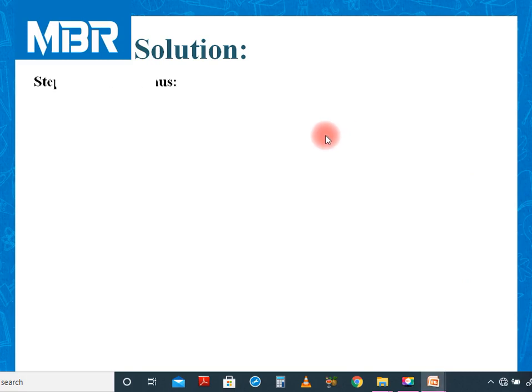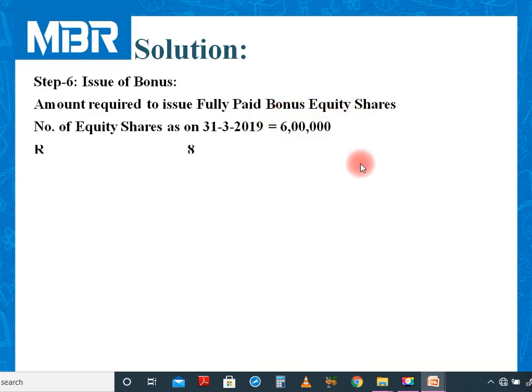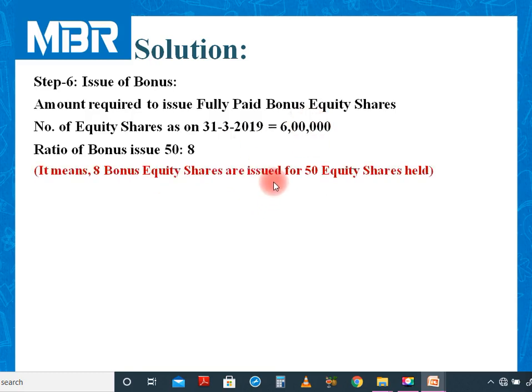Last step of the process. Issue of bonus shares. Amount required to issue fully paid up bonus equity shares. Check the liability side of the balance sheet. Number of equity shares are given as 6 lakhs. As per the additional information given to us, the ratio of bonus issue is 50:8. It means we need to issue 8 bonus equity shares to the holders of 50 equity shares.